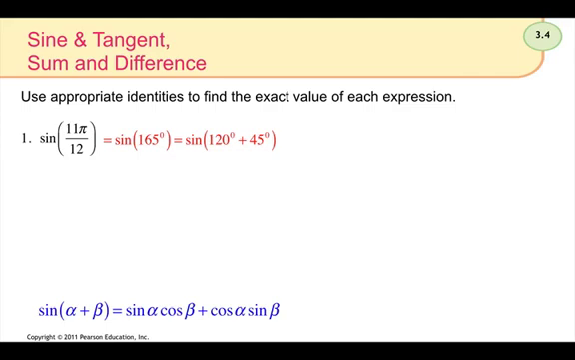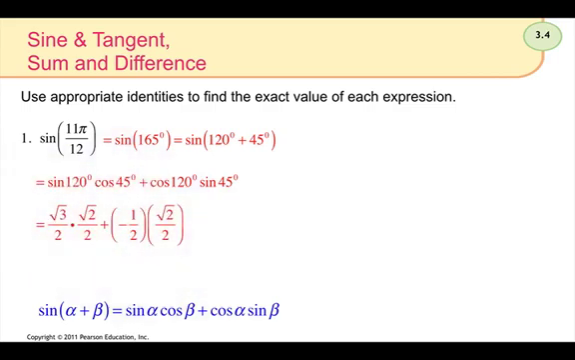So this is the formula we're going to be applying, the sum identity for sine. This is what we get once we apply the formula. We simplify this expression using the unit circle, and you should feel comfortable doing that. We simplify a little bit more. One more time, and this is your answer to number one. Let's go to number two.